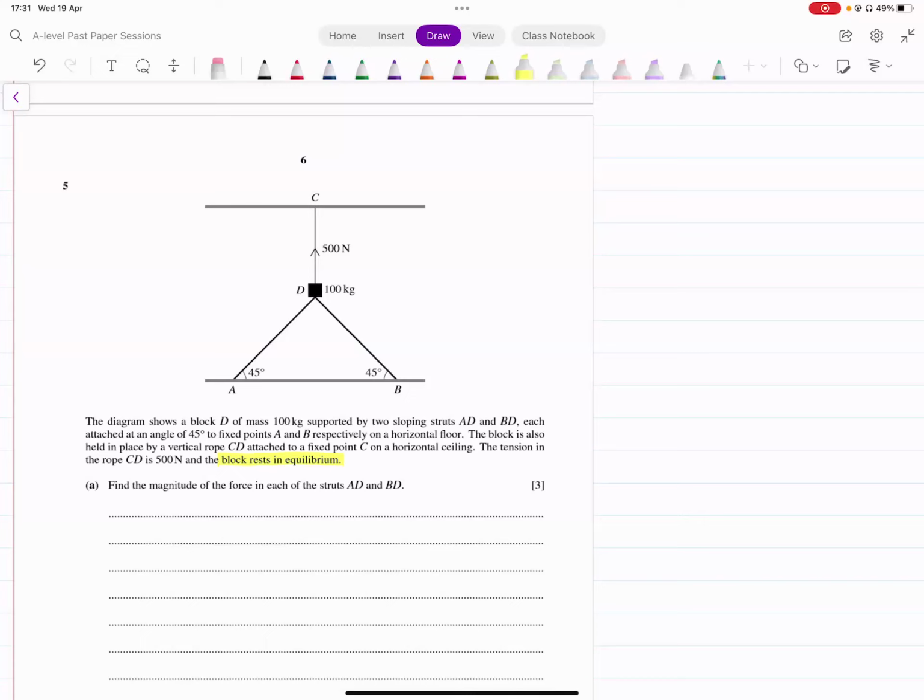It says find the magnitude of the force in each of the struts AD and BD. Now look, it says each of AD and BD, which means the forces in them could be different. So if you consider this block in the middle, let's think about which forces are acting on it. An upward force of 500 Newton is acting on this block. Then there is its weight: 100 kilograms is the mass, so the weight will be 1000 Newton, acting vertically downwards like this.